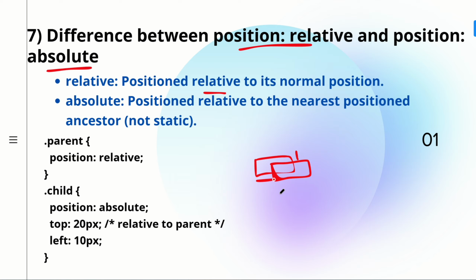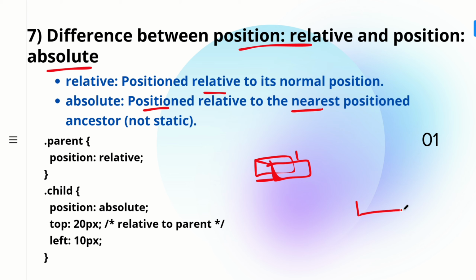So you can see that the positioning of this element is relative to its normal position. So this was its normal position, right? So we have shifted it a bit when compared to its normal position. Whereas for absolute positioning, it is positioned relative to its nearest positioned ancestor.